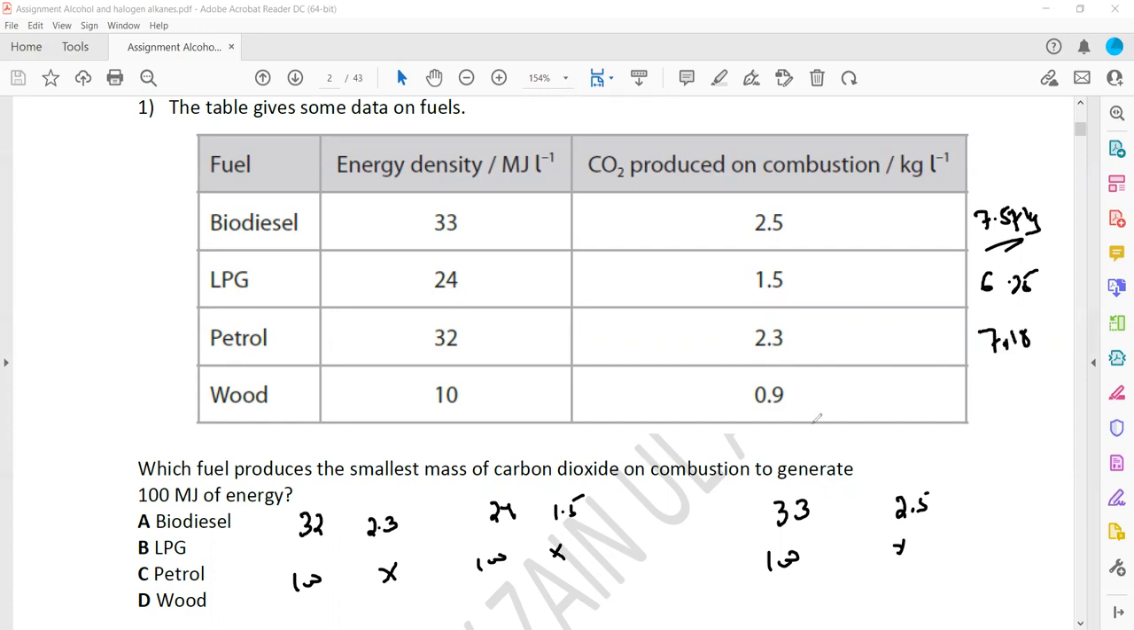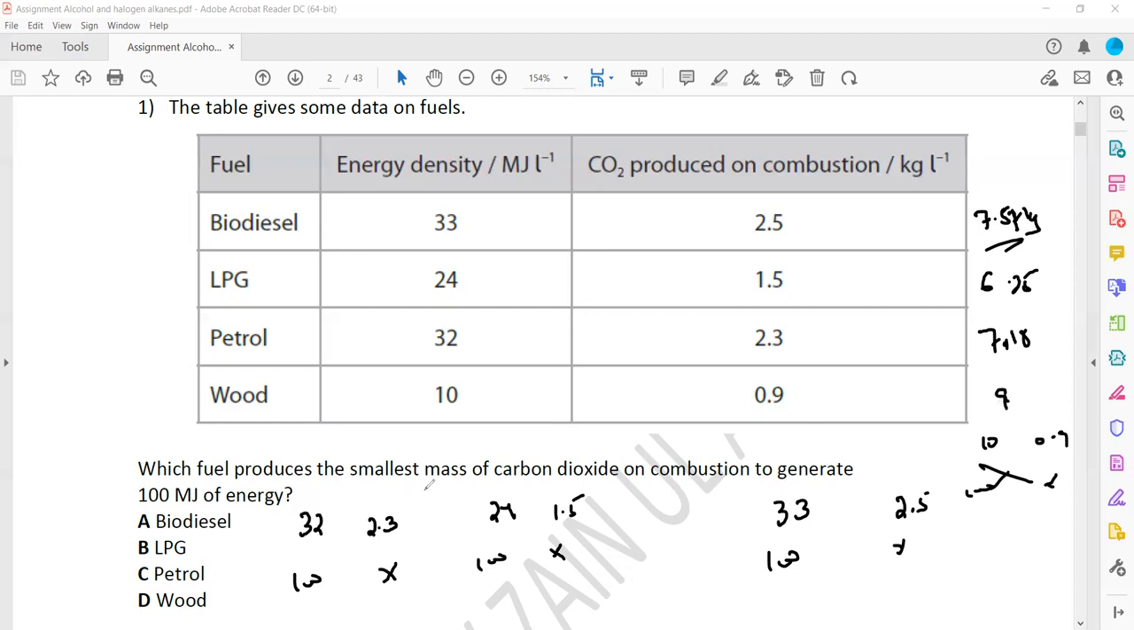And the last one, that is 10 is to 0.9. So if 100 will be there, this will be X. Cross multiply. So 100 into 0.9 divided by 10, so it will be 9. So this will produce 9 kilogram of carbon dioxide.